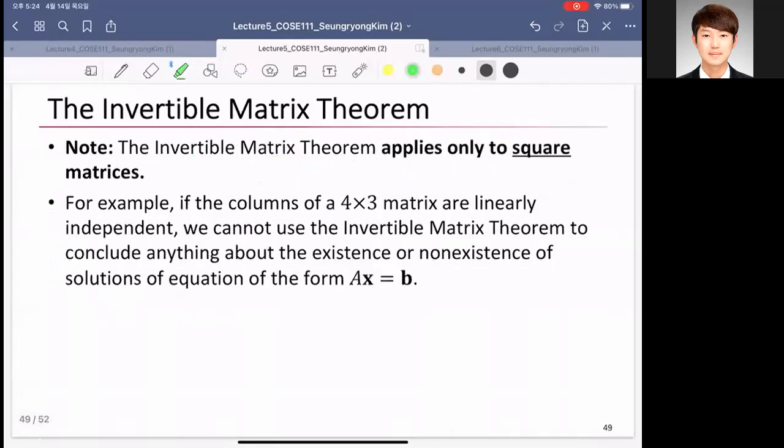They are warning that the invertible matrix theorem applies only to square matrices, n by n square matrices. For example, the columns of a 4x3 matrix are linearly independent. We cannot use the invertible matrix theorem to conclude anything about the existence or non-existence of a solution of the matrix equation Ax equals b, because it's not a square matrix. So we cannot use the invertible matrix theorem. Please be careful.